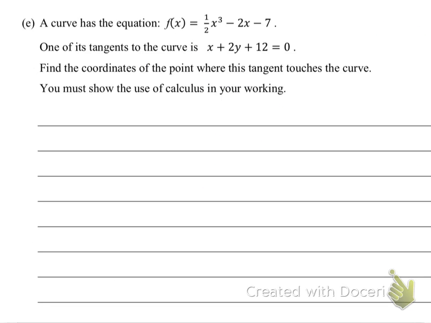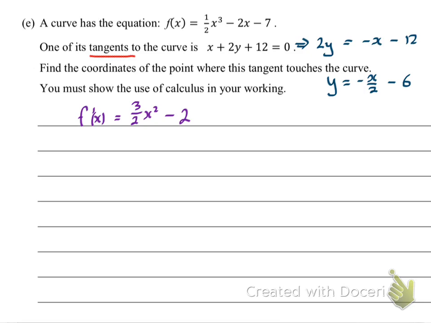For this one here, we have a curve. We're talking about the tangent. So we're going to have to differentiate. Multiply by the power, reduce the power by 1. We're told that the tangent has that equation. Rearrange it to get it in y equals negative x over 2 minus 6.